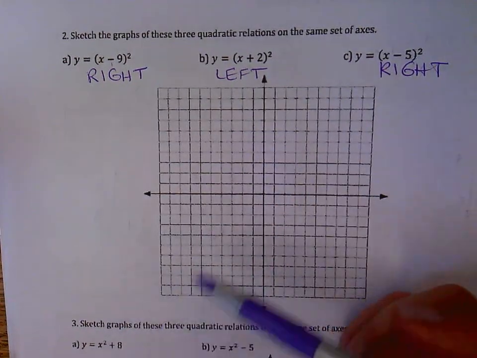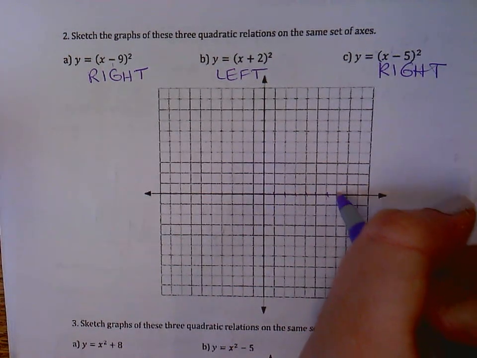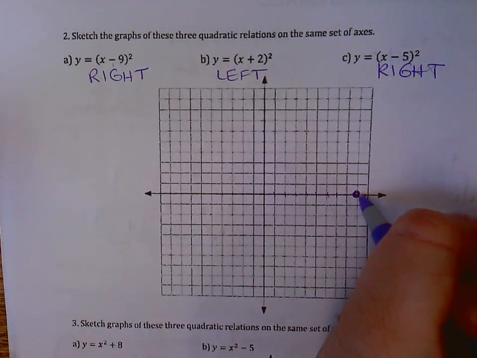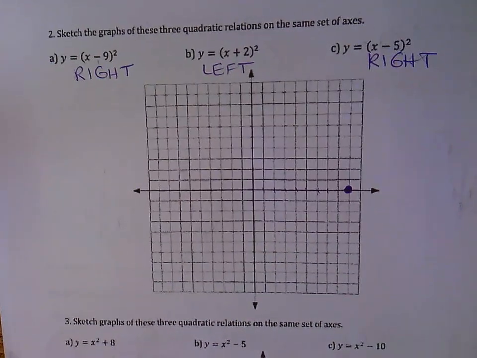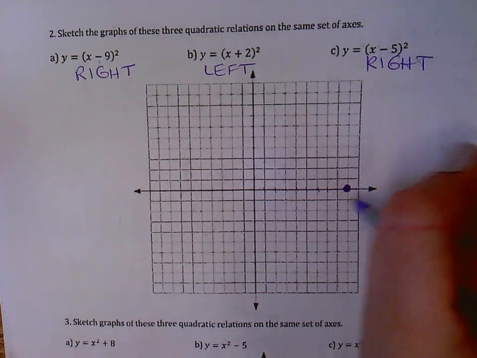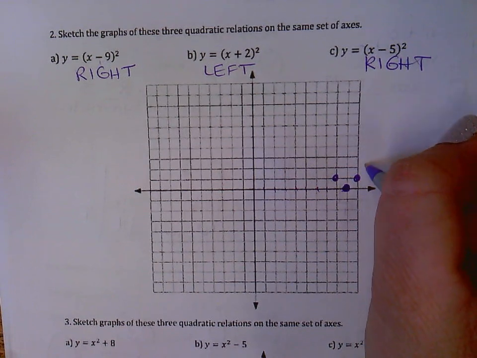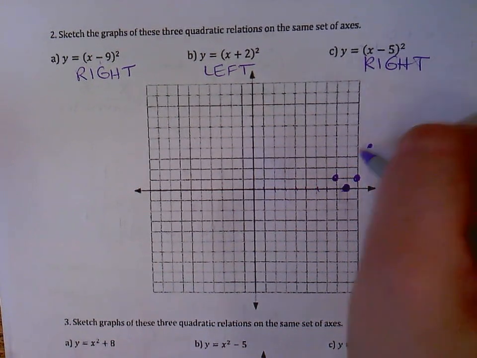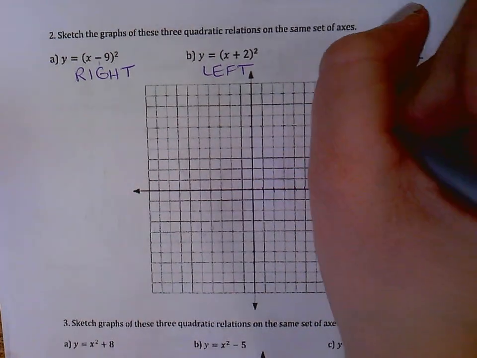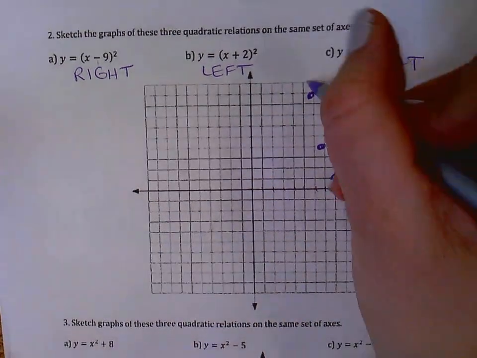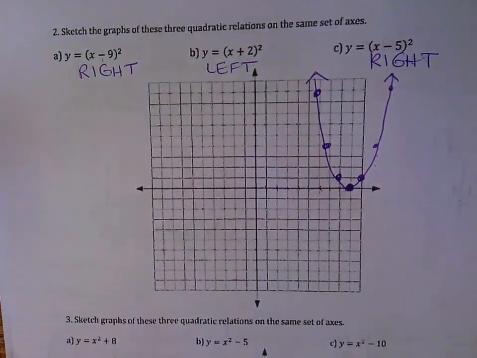So I'm going to go all the way to the right 9. 1, 2, 3, 4, 5, 6, 7, 8, 9. I guess this is a 10 by 10 grid, so you don't have to count. I'm doing the parent graph. Not all of my points are going to fit, but over 1, up 1, over 2, up 4, and over 3, I would be up here at 9. 1, 1, 2, 4, 3, 9. It's a smooth curve.